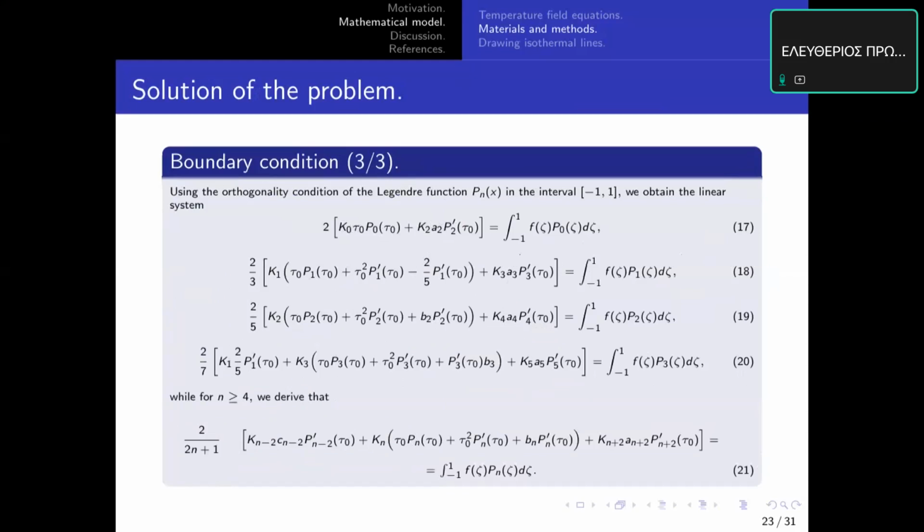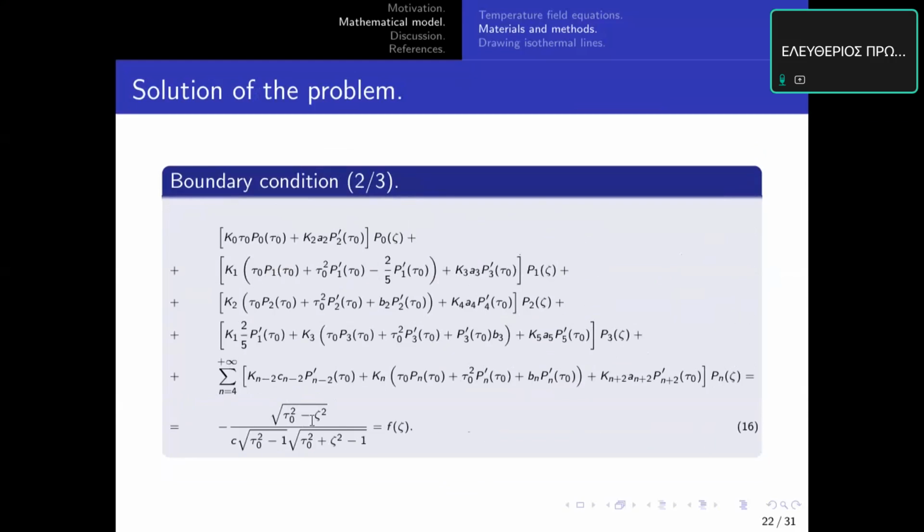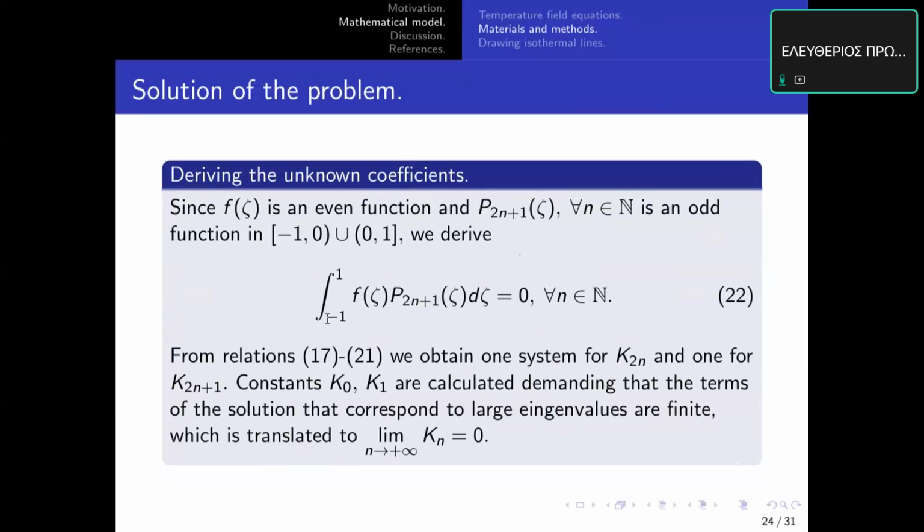This means that we have two systems, one for the even-order k and one for the odd-order k. Moreover, if we see in the previous slide, this function f over z is odd, and the Legendre polynomials are even and odd depending on the degree. So the integral of the function f over z and the Legendre polynomial of odd or even order from minus 1 to 1 is equal to 0. This simplifies our system a little bit, but we have two different systems to be exact. One employs k2n and the other k2n plus 1 constants.